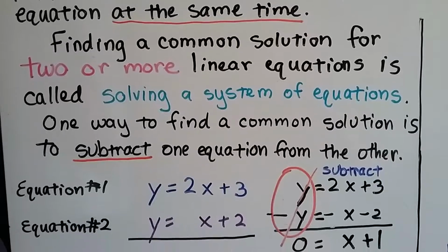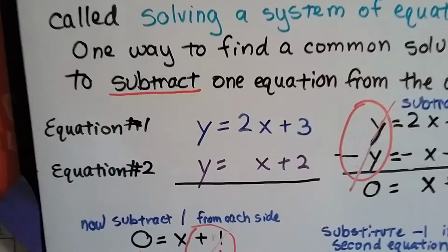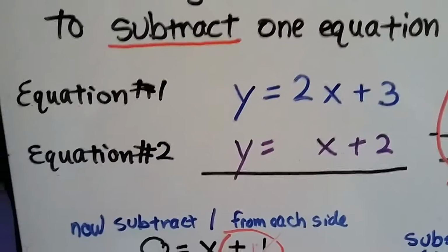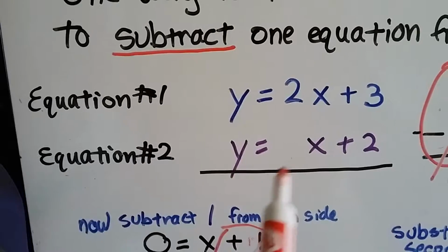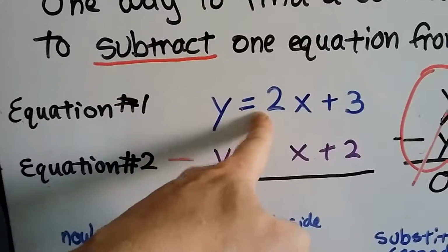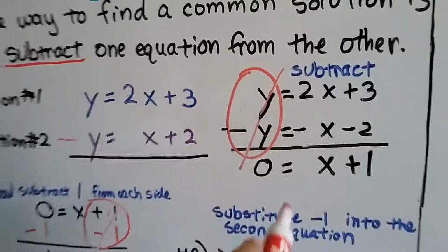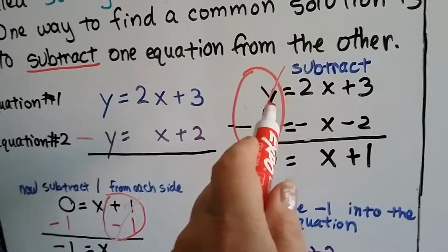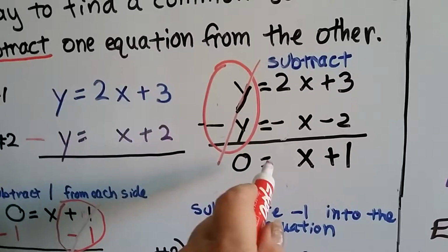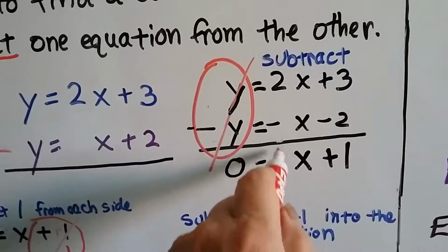One way to find a common solution is to subtract one equation from the other. Here are our two equations. y equals 2x plus 3, and the second equation is y equals x plus 2. We're going to subtract this one from that one, and it's going to solve both. If we take y away from this y, we've now created a zero pair and have 0 equals. If you have two x's and you take one away, you're left with 1x.